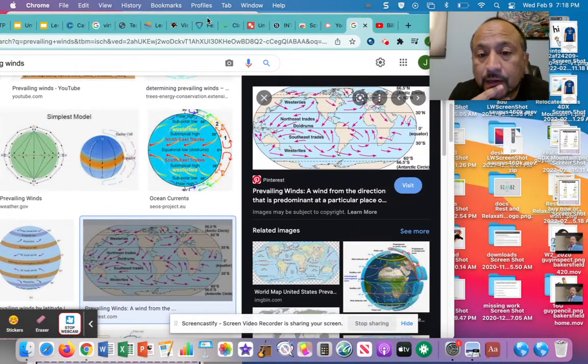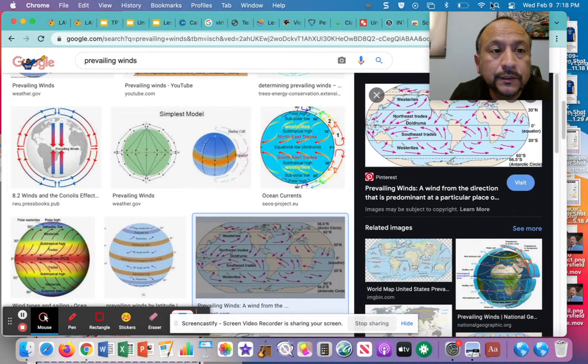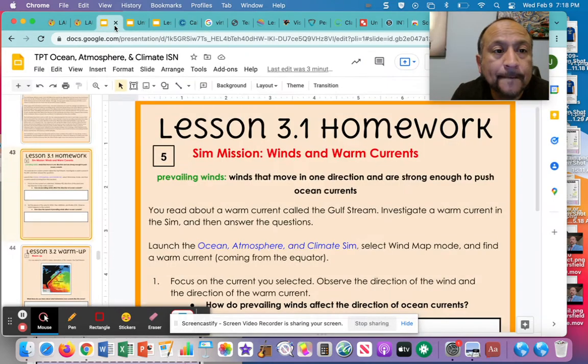Okay, and if you take a look at it for a while, you might be able to see certain patterns, right? But let's take a look at the reading here. You read about a warm current called the Gulf Stream. We actually didn't read that article, but don't worry about it. Investigating a warm current in the sim and then answering the questions.